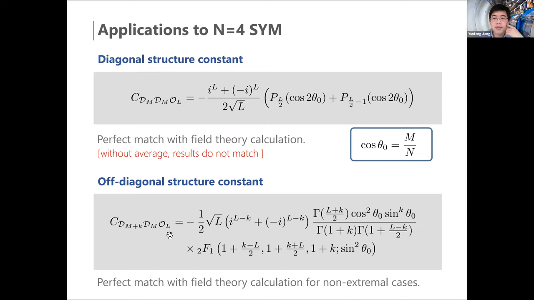Mm-hmm. I mean, you should be able to do it, right? Maybe you cannot use the same technique, but... Not with the same technique, no. Not with the same technique, but maybe you need to invent some other technique. Yeah.